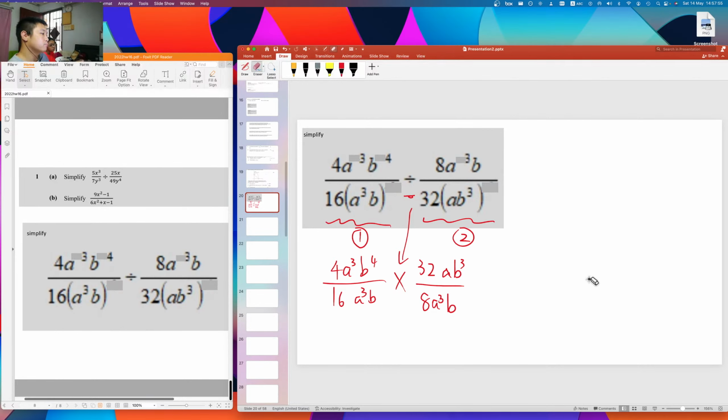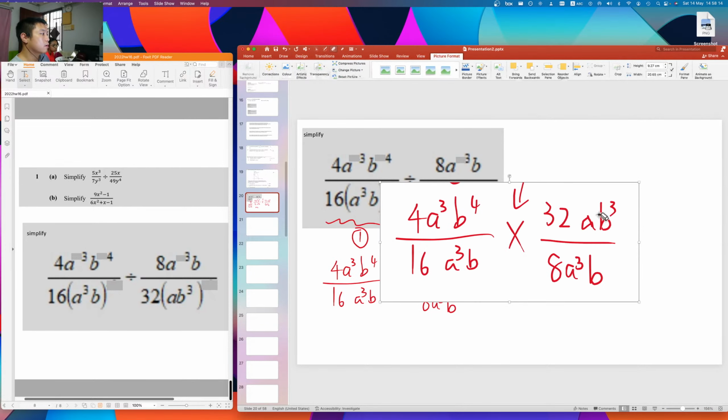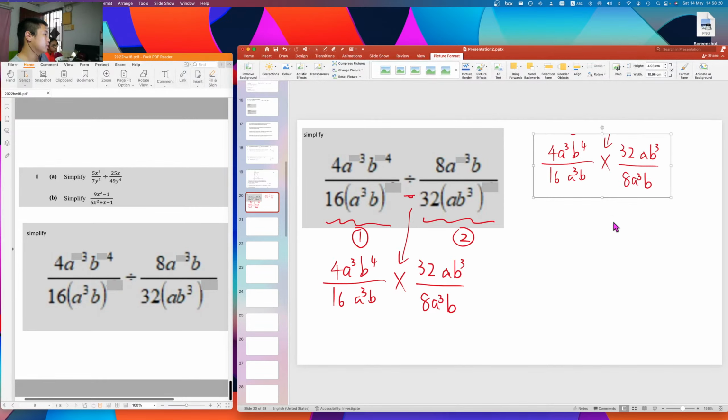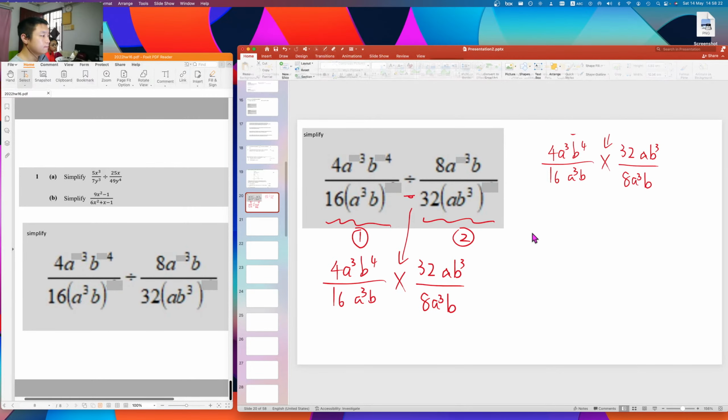But the most important thing is the first step. The first step is to change the divide to times and then flip the second function. Are you clear? So the second step is to remove the bracket because it's times throughout, so you can just remove the bracket. Let me just do it here because I have more space. Okay?